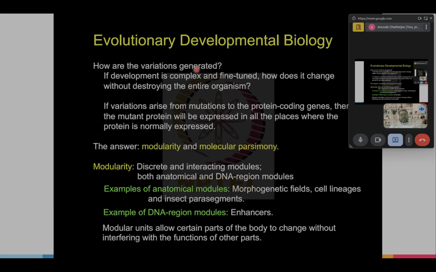And how are these variations generated? This is a very important question, because if development is complex and fine-tuned, as we have seen throughout our discussion in the course, how does it change without destroying the entire organism? We have seen via various examples how mutations or slight changes in sequences can give rise to huge debilitating final products where the organism cannot survive in nature by itself. So how exactly does evolution happen if development is so finely controlled?